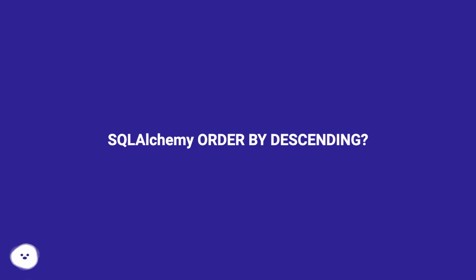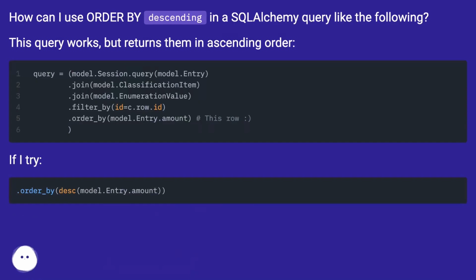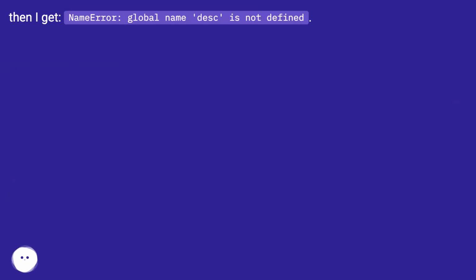SQLAlchemy order by descending. How can I use order by descending in a SQLAlchemy query like the following? This query works, but returns them in ascending order. If I try, then I get name error: global name desc is not defined.